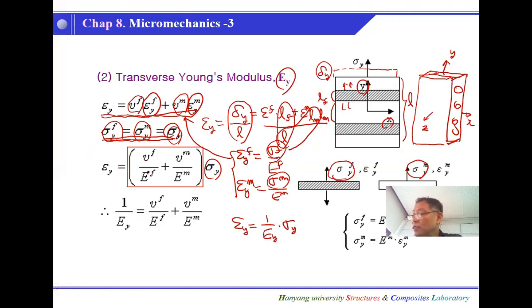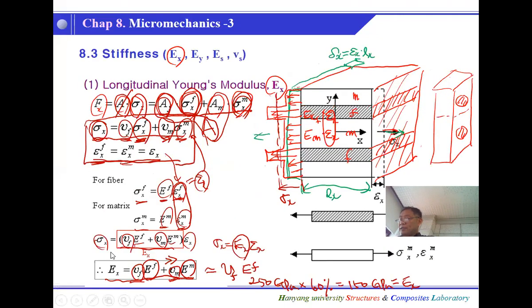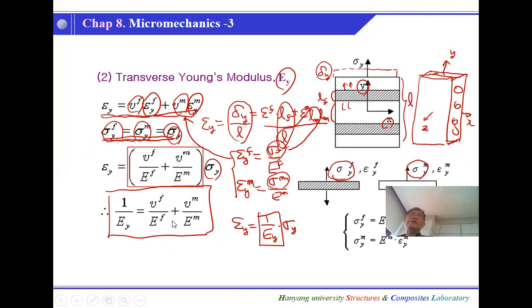And so you can see that this is 1 over EY. 1 over EY is this one. So this is the one, a simple equation which we can use to calculate EY using fiber and matrix properties, of course with the fiber volume fractions. Okay, and this one is the linear term, and this is the inversely linear.